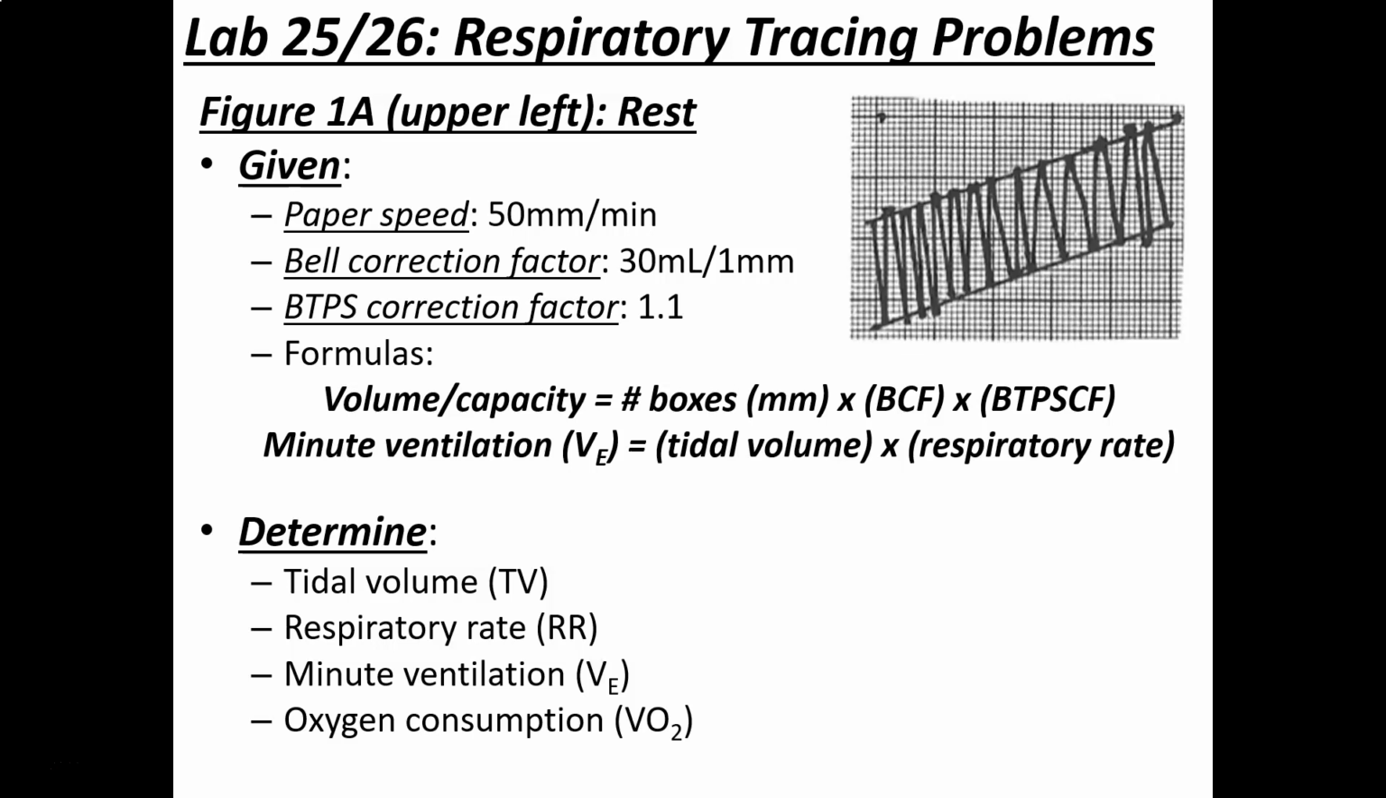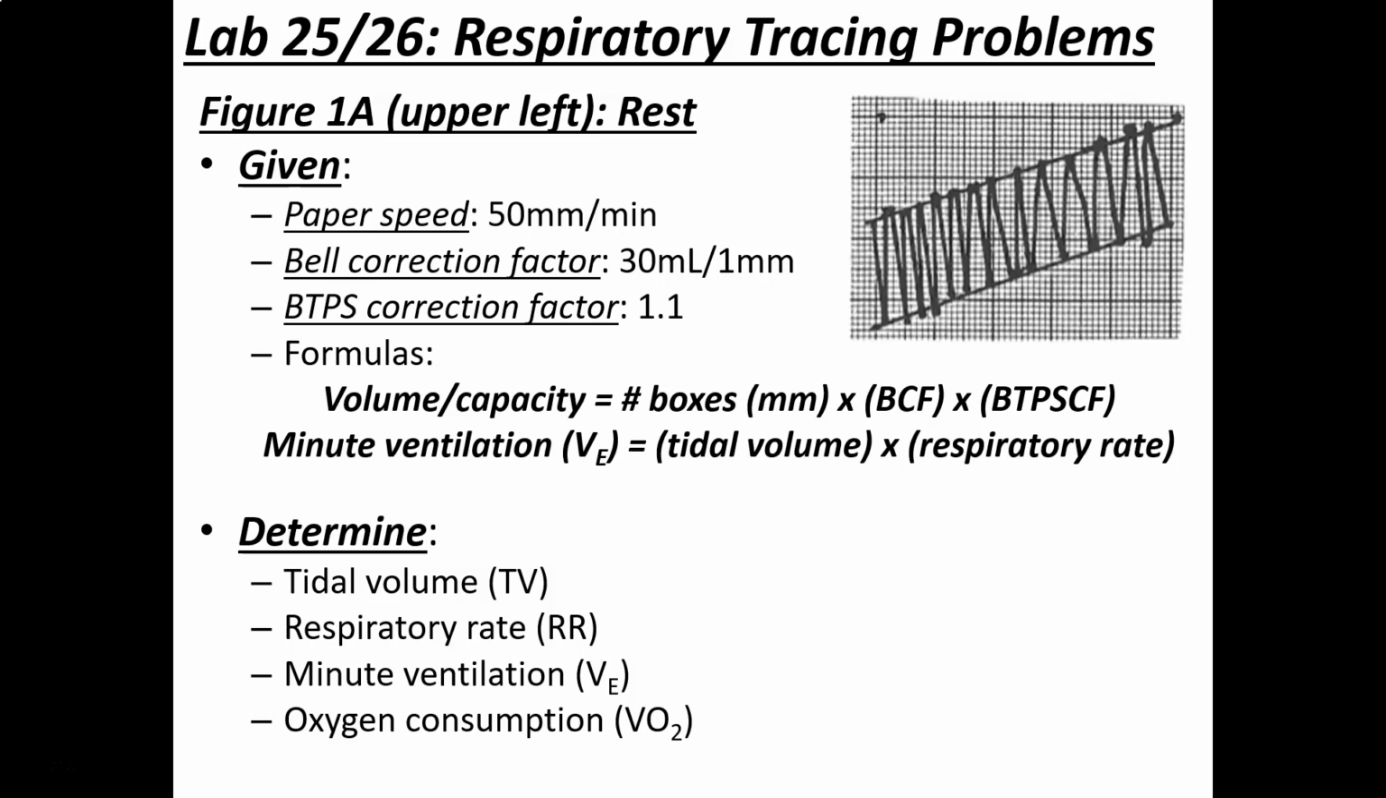If you don't have an exact minute, then you need to try to find some convenient number that's a portion of that. So if I don't have a minute, you can count for 30 seconds. So if it's 50 millimeters per minute and you had at least 25 millimeters worth of data, you could do that. Okay. You could count it for 20 seconds and multiply it by 3.